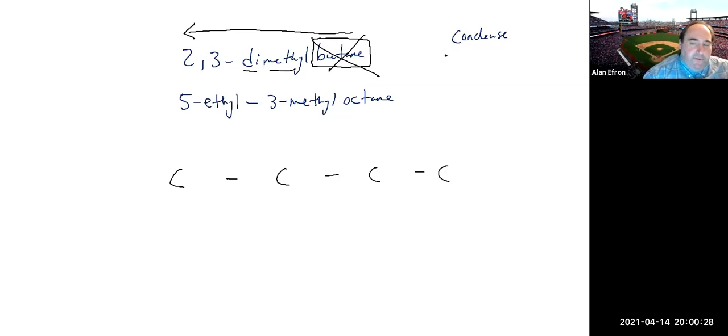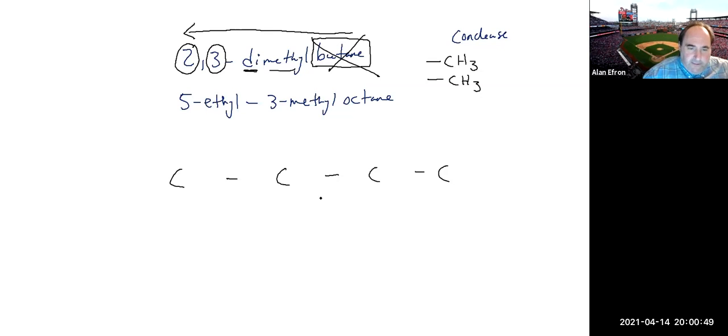Dimethyl. Methyl is a CH3 group. Di means, as we just saw, there's not one of them in that compound, but there are 2 of them in that compound, right? Where are they located? Well, one is located at carbon number 2. The other is located at carbon number 3.